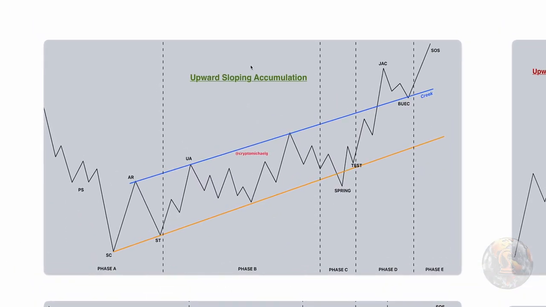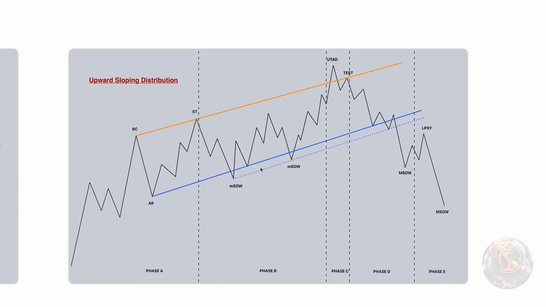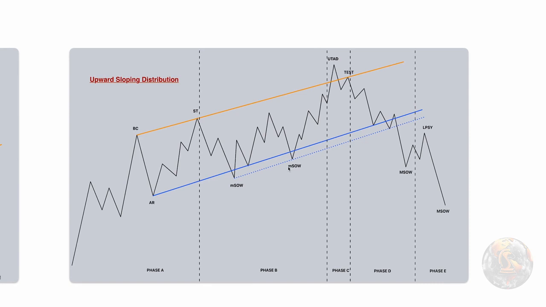The upward sloping accumulation looks like this, yes? You touch it, you touch it, you touch it. You only then, once, do you spring it later in the schematic, later in the accumulation. So the touches are important. If it holds a channel on the way up, that's likely accumulation. If by the time you get to phase C and you're looking at your channel and it looks like this, where there's a lot of grabs below, minor shows of weakness, that gives you high probability distribution.